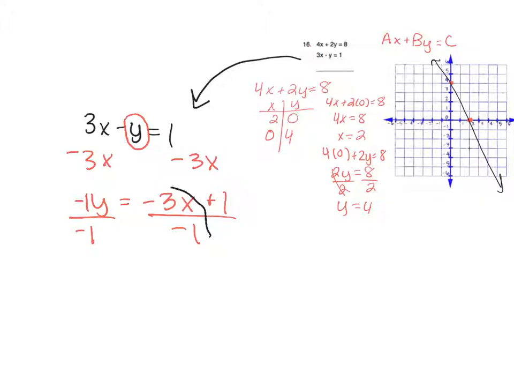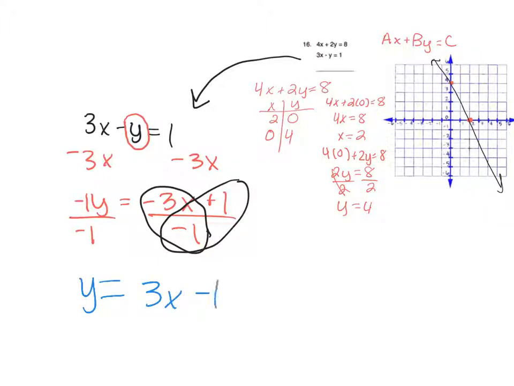And remember that I'm dividing this piece and this piece, so my final answer will be y equals 3x minus 1. Then I will go over to my graph over here on the right, and I know my y-intercept will be -1. So I'll plot that point, and I'll be going up 3 over 1, up 3 over 1, and I'll draw that line.